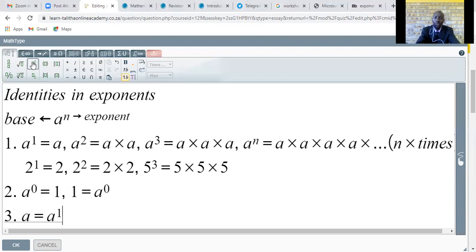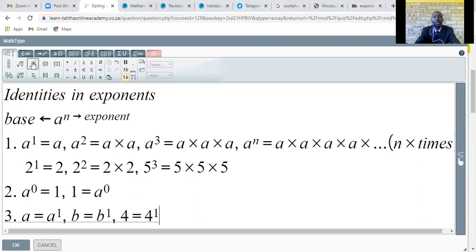This is true for any number. For example, you could have another letter, let's say B. If you have a letter like B, this can also be written as B with the exponent of 1. Now, this is true even if we are dealing with numbers. Let's say this time we are having the number 4. The number 4 can then be written as 4 with the exponent of 1.